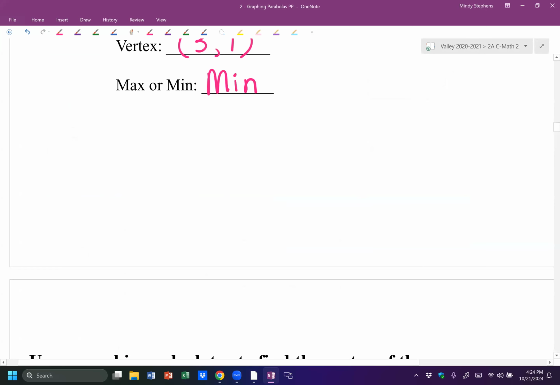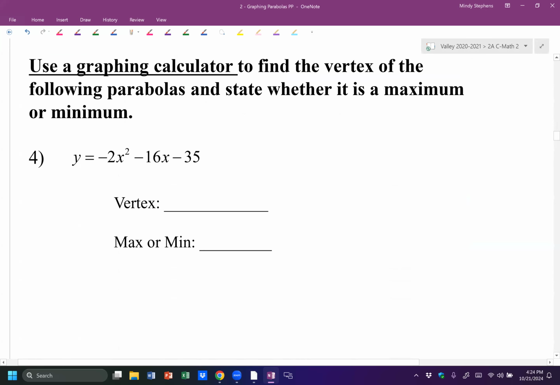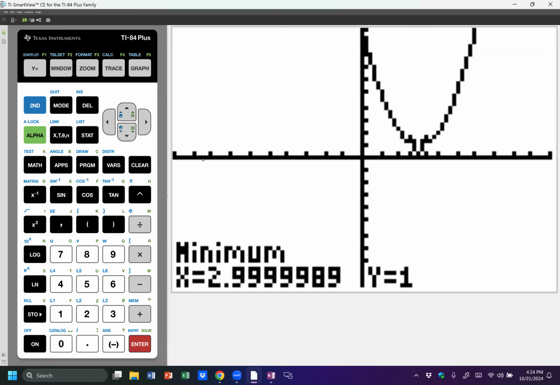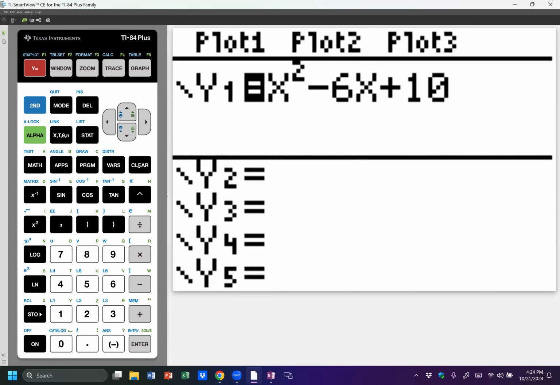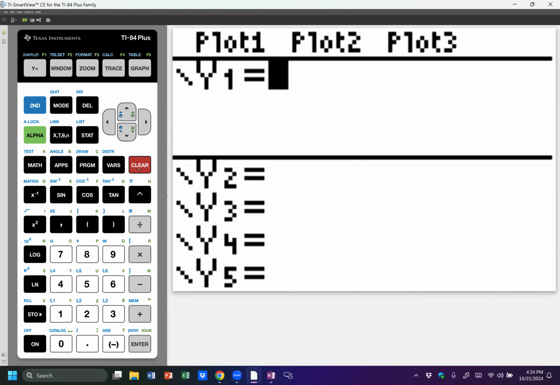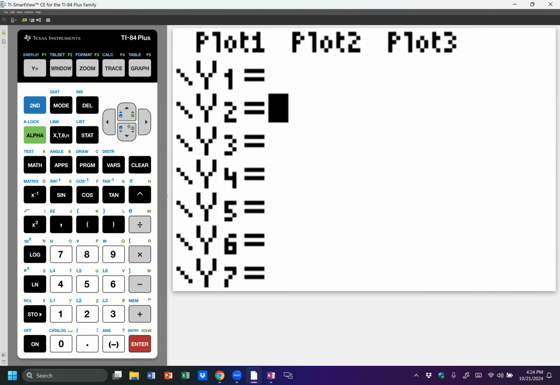Let's try another one. Go down to number 4, so you're going down on your page. We're going to graph this equation, typing just this part into the graph. So go back to your calculator. Hit the y equals button again, top left. Hit clear, and it will clear out anything that's in there. Make sure they're all cleared out, so it just looks like this again.